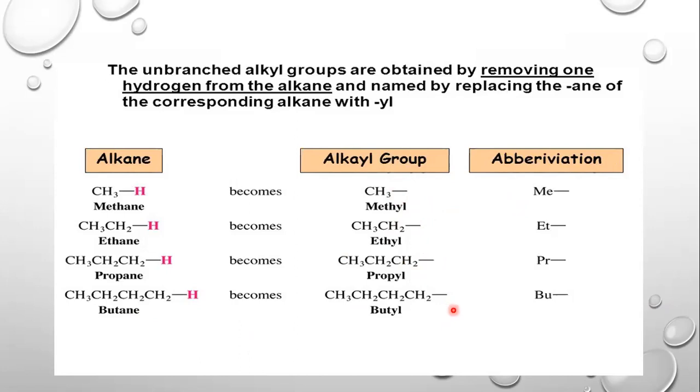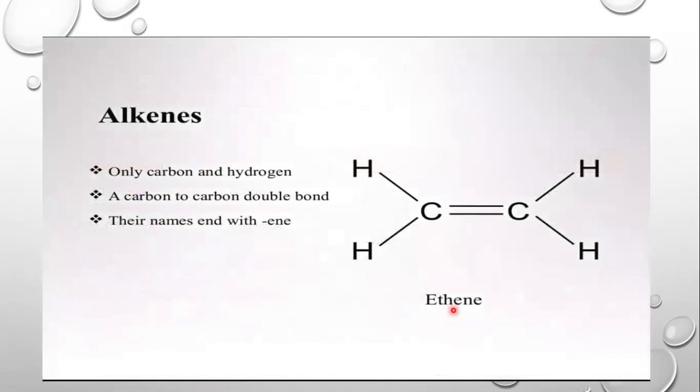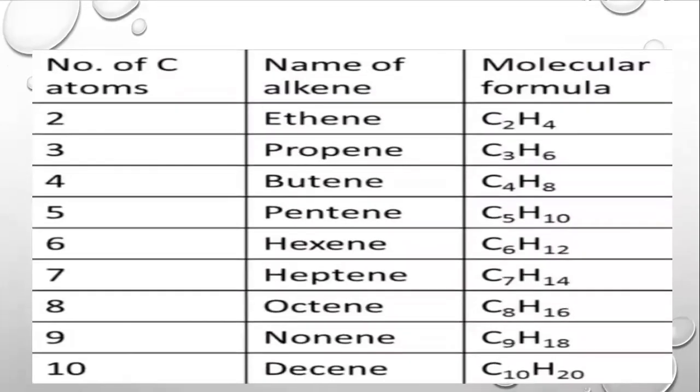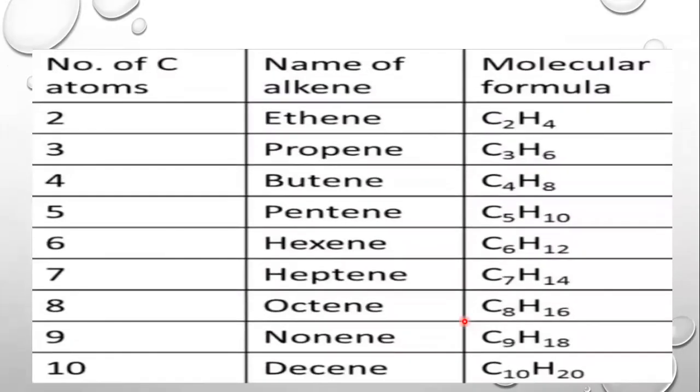Let us see these functional groups one by one. First of all, the simplest functional group is alkene. That is, two carbon atoms are making a double bond. Their name ends in "ene." Some members of alkenes: if two carbon atoms are present, then it is ethene with formula C2H4.